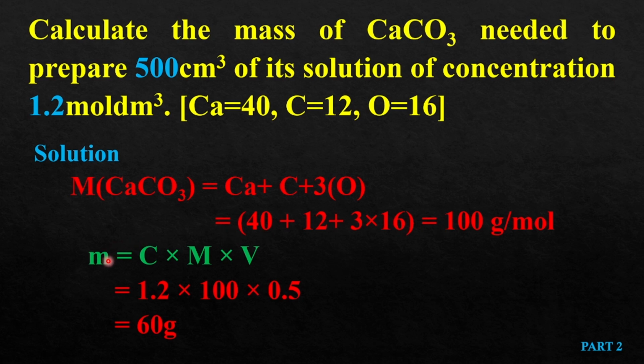So M here is equal to concentration times molar mass times volume. So 1.2, which is in the question for concentration, molar mass, which is obtained 100, times the volume given in the question. That is 500 divided by 1000. That is why we have 0.5 here. So we converted the volume from cm cube to dm cube. And finally, we have 60 grams to be our answer.